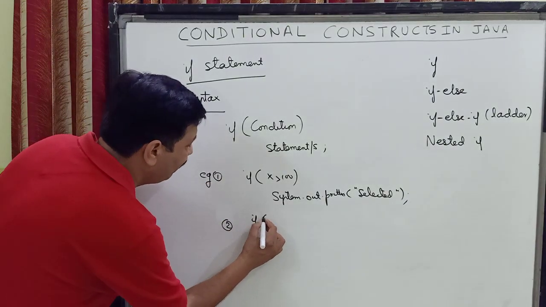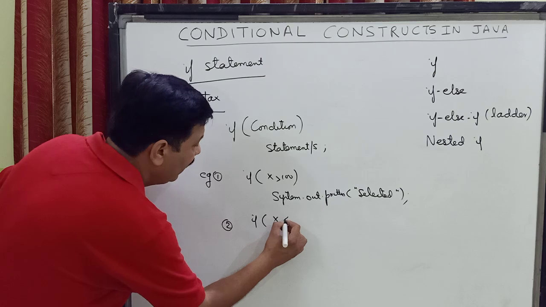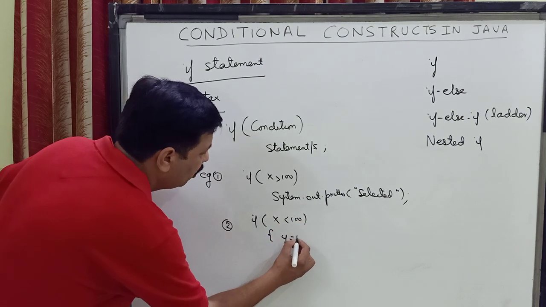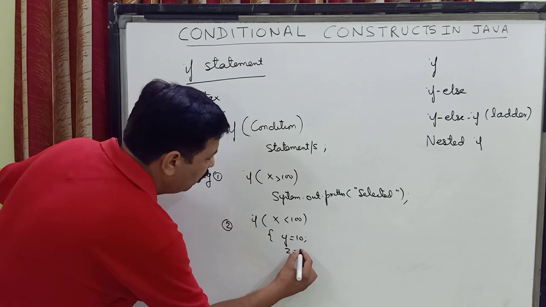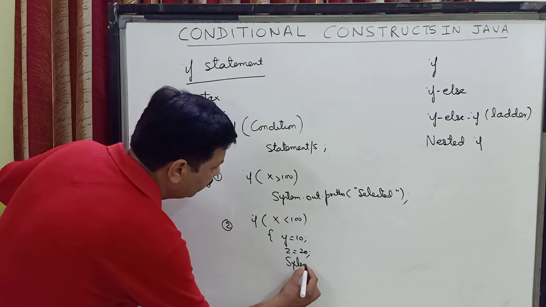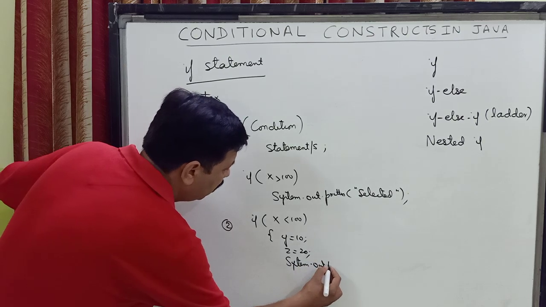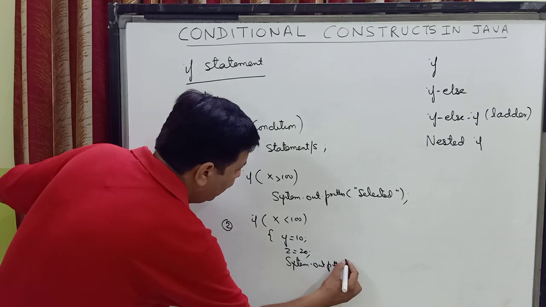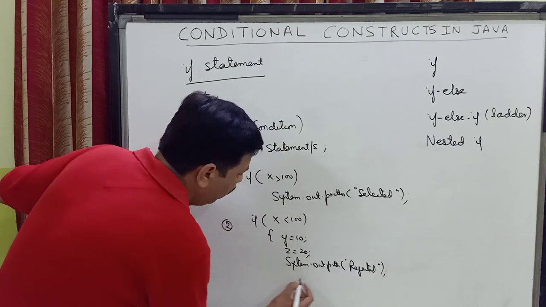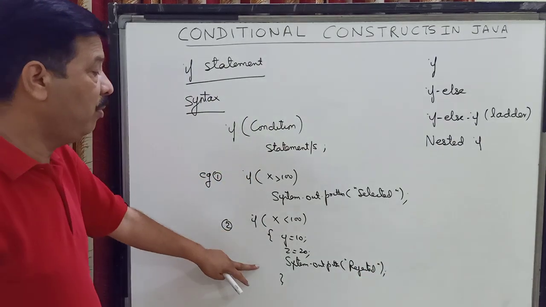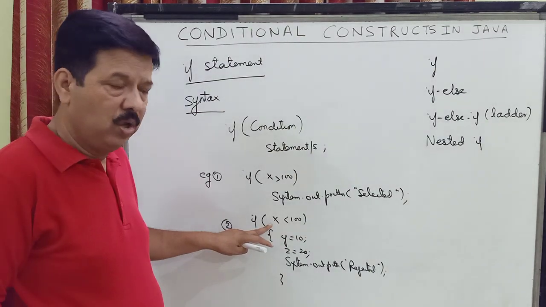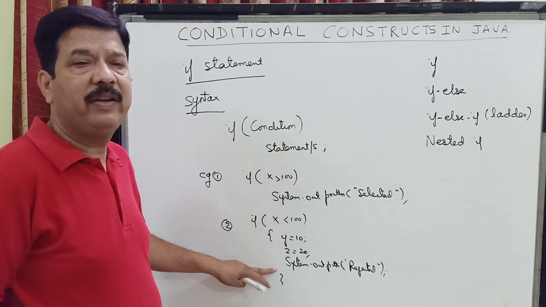For example, if I say if x is less than 100, I write y is equal to 10, z is equal to 20, and another statement I write System.out.println("rejected"). So children, what I have done is I have made a block of statements. Now what will happen if this condition is true, then all these statements will get executed.